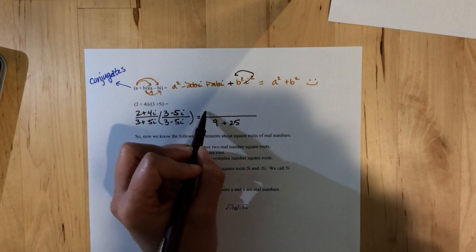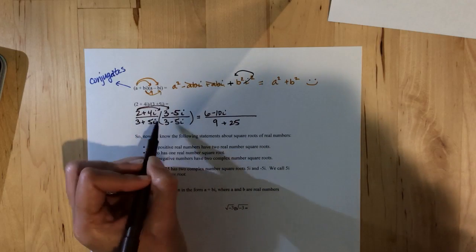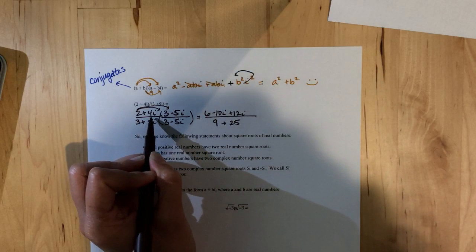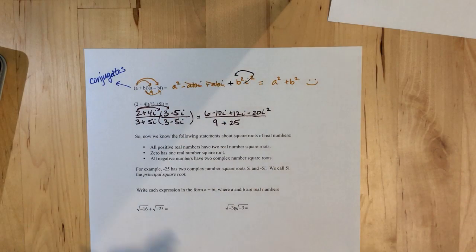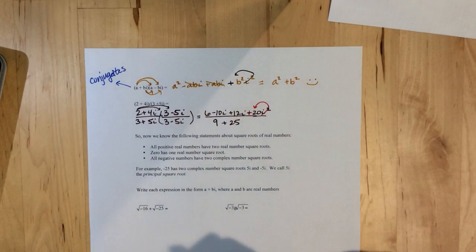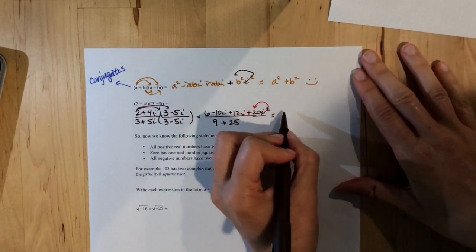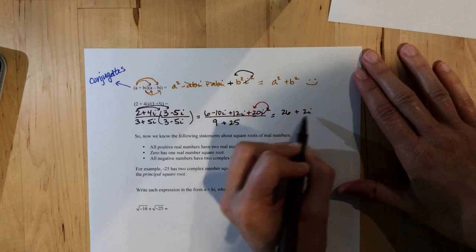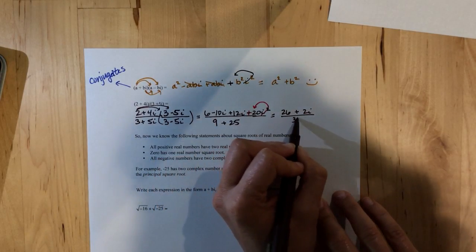Now in the numerator, you really are just distributing. So 2 times 3 is 6. 2 times -5i is -10i. 4 times 3 is plus 12i. And then 4i times -5i is -20i squared. But remember, the i squared is really a -1, so that makes it a plus 20. So now in simplifying, I get 20 plus 6, which is 26. -10i plus 12i is just plus 2i, over 9 plus 25, which is what, 34?